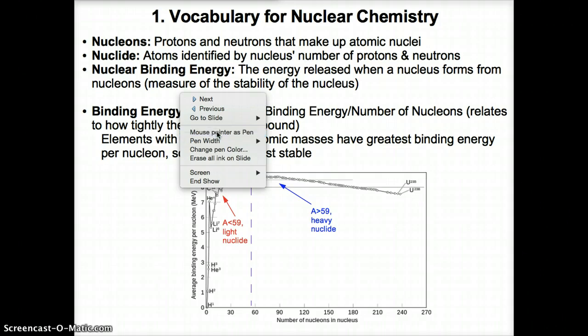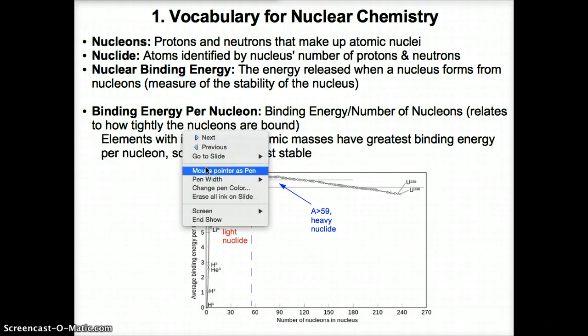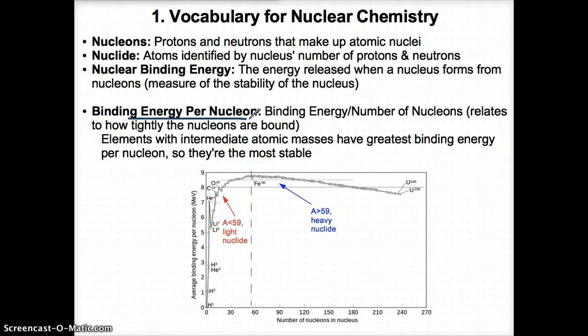Involved in measuring the stability of these nuclides is something called nuclear binding energy, or the energy that's released when a nucleus forms from nucleons. How this works is that when the nucleons, or protons and neutrons, combine and form a nucleus, they release a specific amount of energy, and depending on how much energy they release, that determines how stable the nucleus is. Next, we have something called binding energy per nucleon, which is the binding energy for a nucleus divided by the number of nucleons, or protons and neutrons you have. And this relates to how tightly the nucleons are bound to one another.